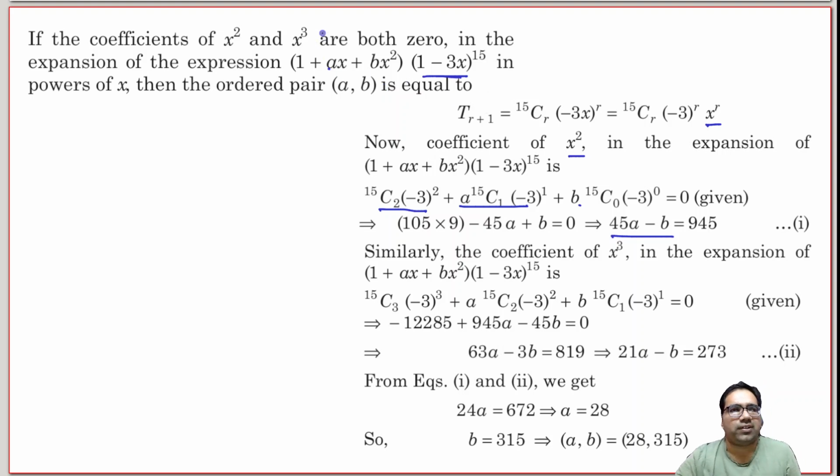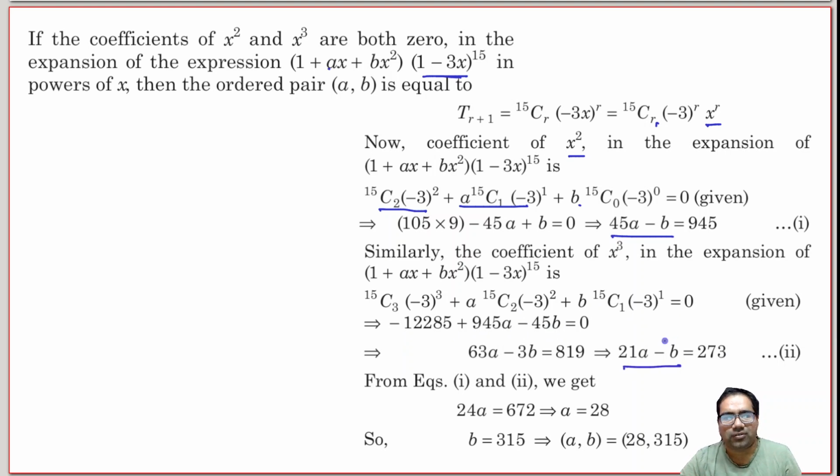Similarly, let us find the coefficient of x cube. The coefficient of x cube is directly x cube here, that is 15C3 (-3)^3, or this a into whatever is x square, that is 15C2 (-3)^2 into a, or whatever x is coming here, that is 15C1 (-3)^1 into this b, because this x square into this x will also still make it x cube. Which is nothing but this will simplify to minus 12285 plus 945a minus 45b. This will still simplify to 21a minus b equals 273.